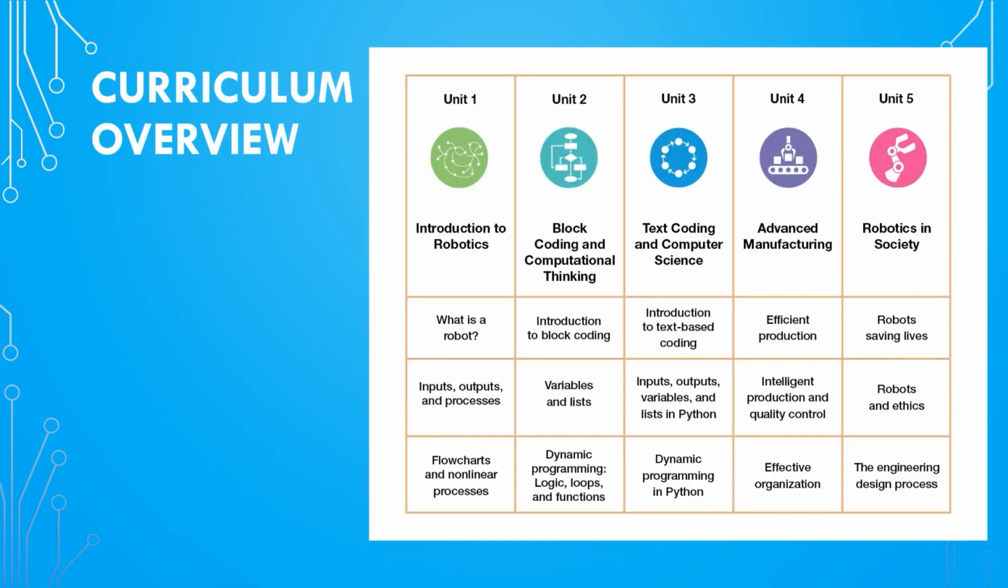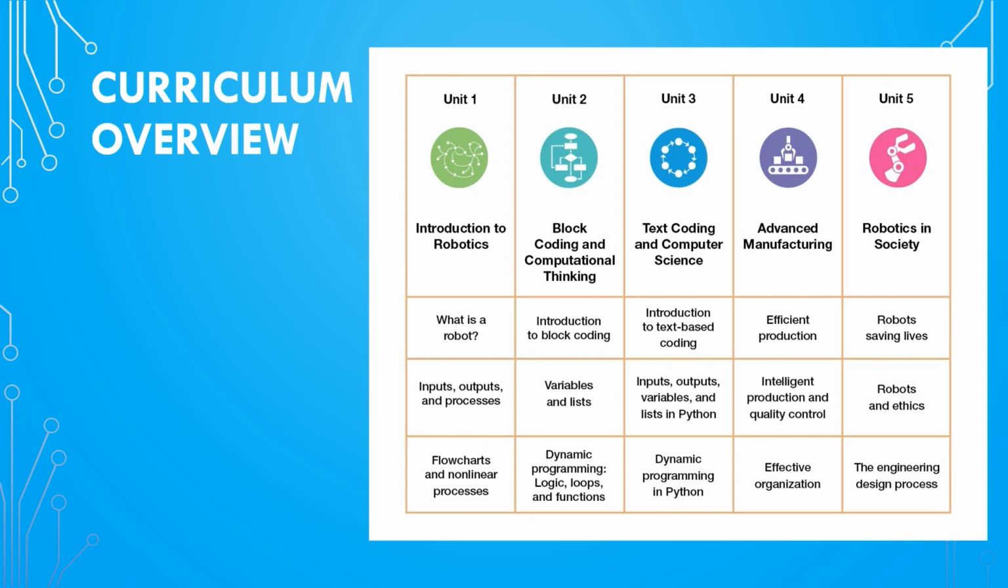Now let's jump into a little bit of the structure of the curriculum. Unit 1 starts off with the introduction to robotics. In this first unit, students are going to be learning what exactly is a robot, what is the modern state of robotics as a field today, and what are the major parts of a robot. They're going to be learning a little bit about systems thinking and breaking processes down into inputs, outputs, and processes. They're also going to be learning how to use flowcharts to model more complex nonlinear processes. And flowcharts are going to become a very important thing in this curriculum later on.